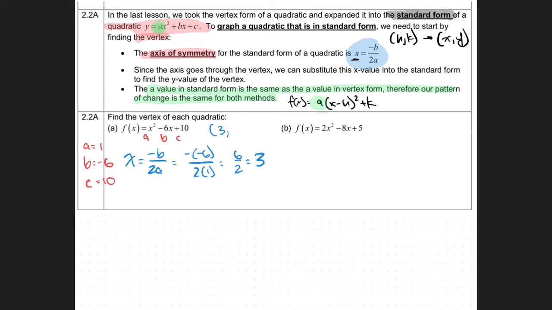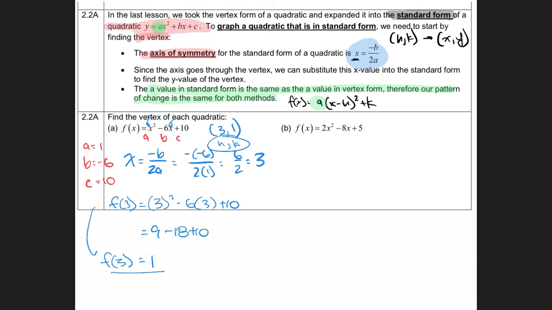To find the y-coordinate, I replace x with 3 in the function. So let's use function notation. f of 3 equals 3 squared minus 6 times 3 plus 10. Do the math, and I have my y-coordinate is 1. So here's the vertex. Now how would we write this in vertex form? So remember I have h, k because it's my vertex. So y equals, a is still 1. So I have just 1, a is right there, times x minus 3 squared plus 1. And this is the same quadratic in vertex form.